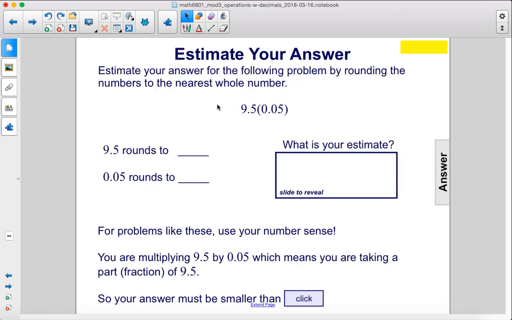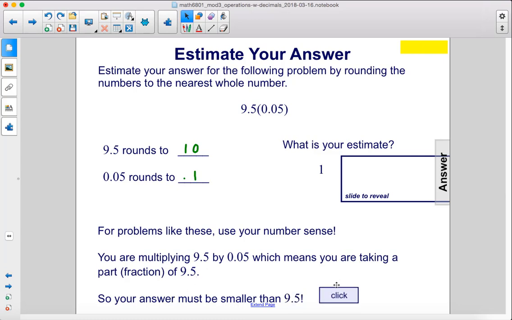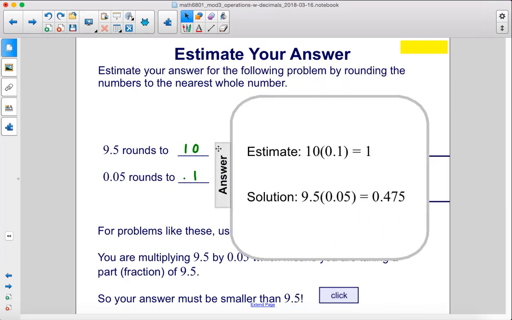Estimate your answer for the following problem by rounding the numbers to the nearest whole number. 9.5 times 0.05. We're going to round 9.5 up to 10, and we'll round this up to 0.1. Therefore, 10 times 0.1 gives us an estimate of 1. For problems like these, use your number sense. You are multiplying 9.5 by 0.05, which means you're taking a part of 9.5. So our answer will be smaller than 9.5. Just like that. And the solution was 0.475.